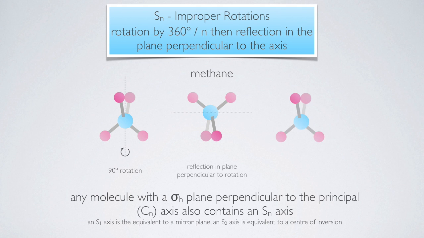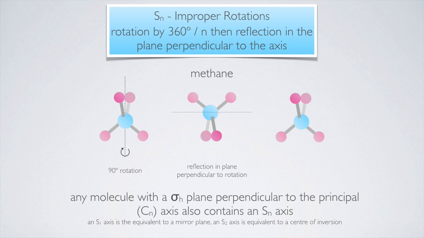The next step is to have a reflection through a plane perpendicular to the rotation axis. Something that people sometimes forget: the perpendicular to the axis is really important. And now we can see that having completed the rotation and then the reflection, we end up with a molecule which looks essentially the same as what we started off with, and the molecule is apparently unchanged. Any molecule with a sigma H plane perpendicular to this principal axis also contains an Sn improper rotation element.